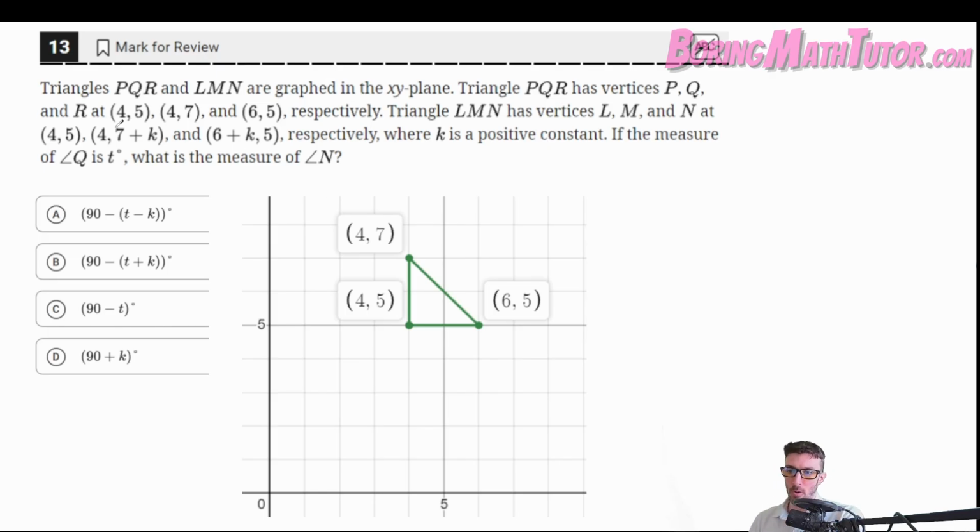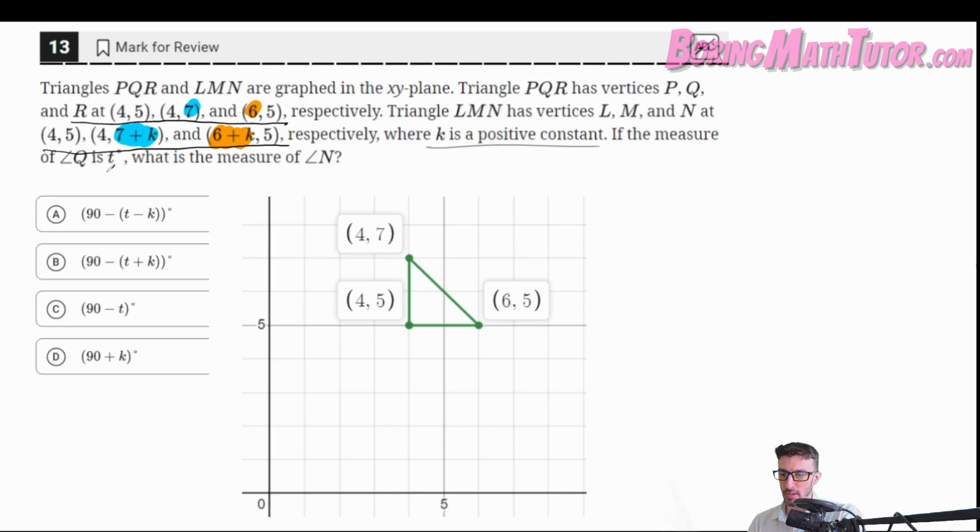To start this problem off, I decided to graph these 3 points and make it a triangle. But then it's telling us that we have another 3 points where they're pretty similar, but instead you can see that they changed the 7 to a 7 plus k, and they changed the 6 to a 6 plus k, and then they're telling us that k is some sort of positive constant.